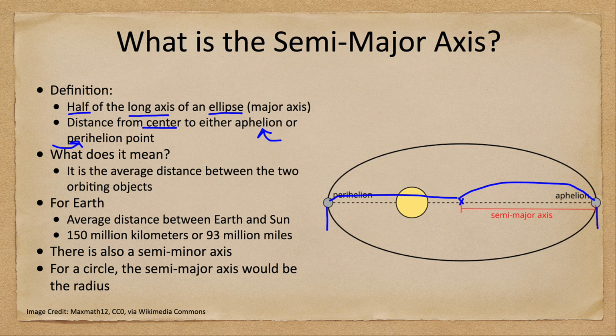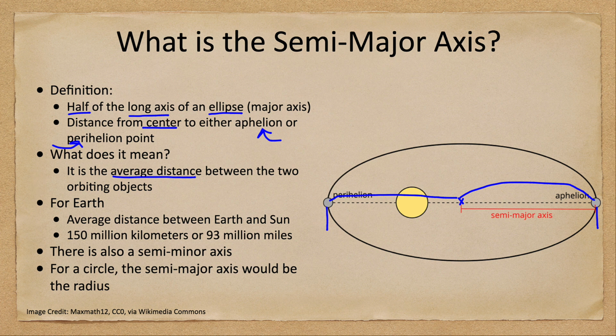Now, what does it mean? Well, it really is the average distance between the two objects that are orbiting one another. So if we were to talk about the moon orbiting Earth, that would be the average distance between Earth and moon. And because the orbits in the solar system are all elliptical, they will have times where an object is closer to another and times when an object is farther away. And those are, for objects orbiting the sun, called perihelion and aphelion.